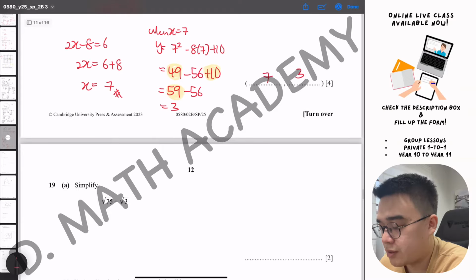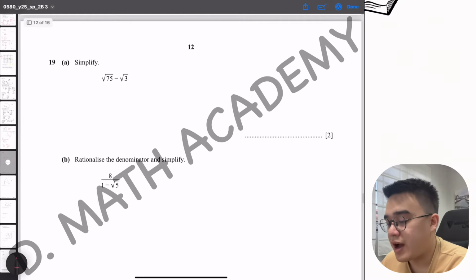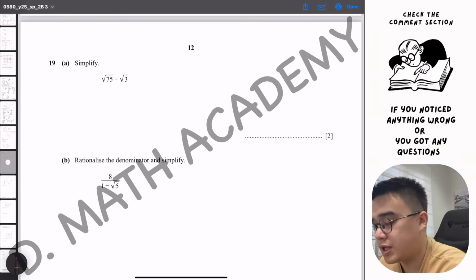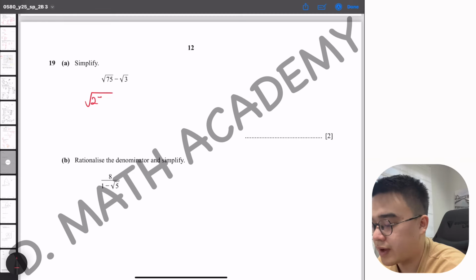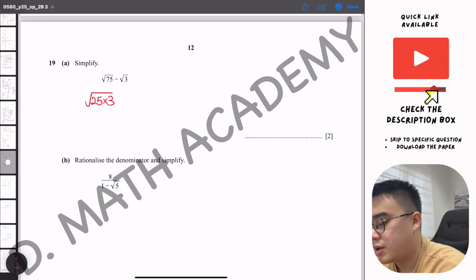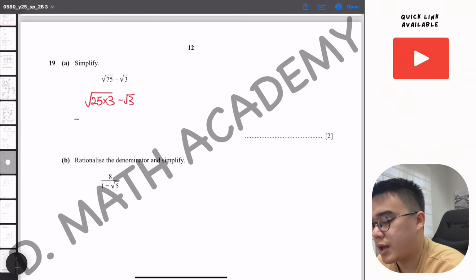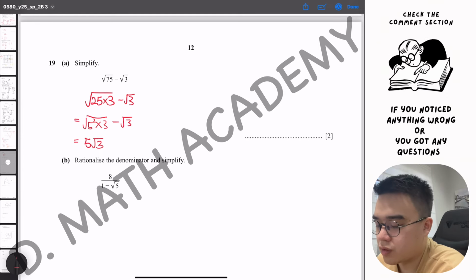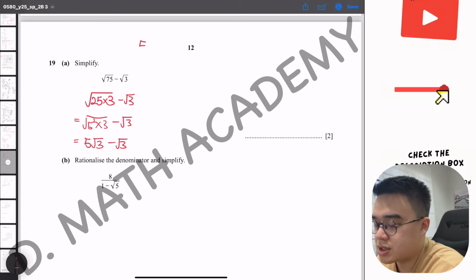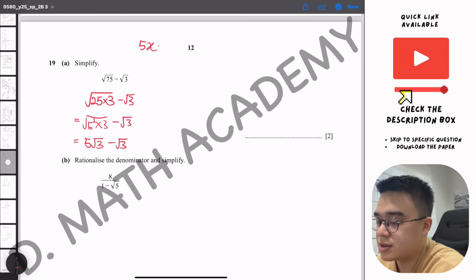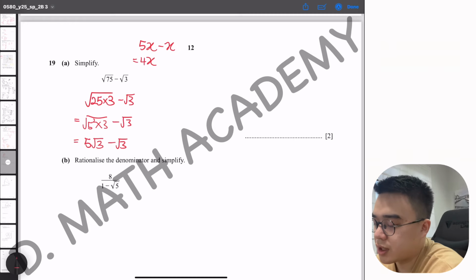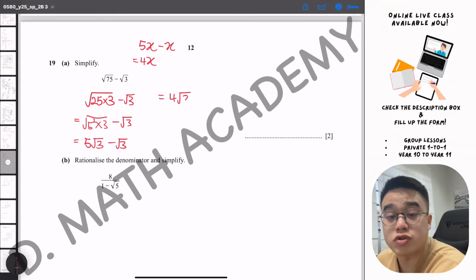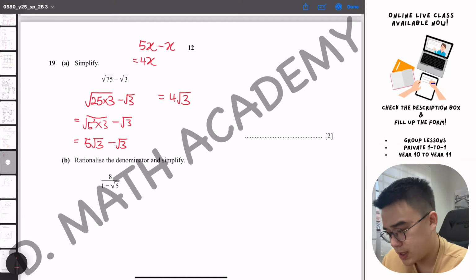Okay, so the last few questions here. Simplify. I noticed that 75 is actually 25 times 3. And you will get 5 squared times 3. And then the 5 can escape from the root. So if you're stuck here, not knowing what to do next, just take the square root of x as x. Then everything becomes much clearer. You will just get 4 square root 3 in this process.